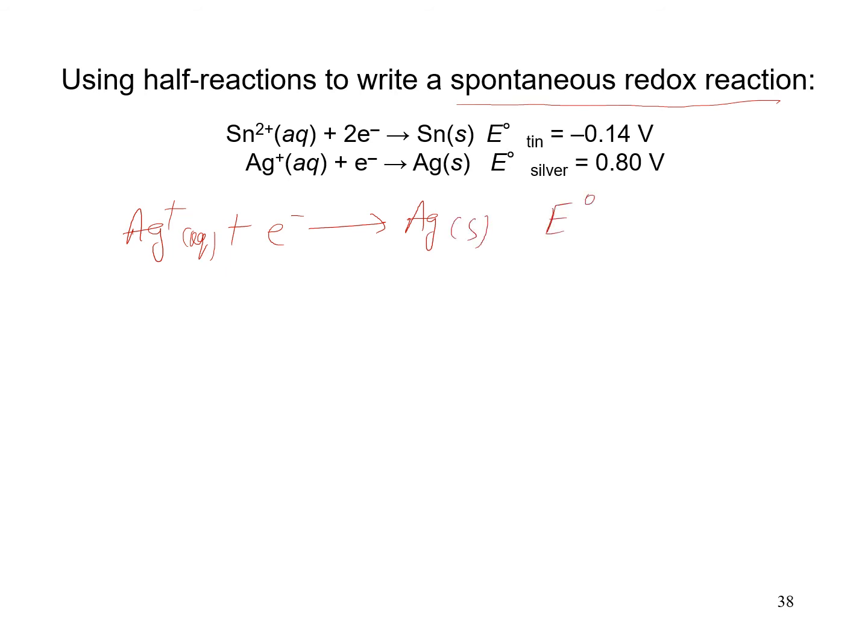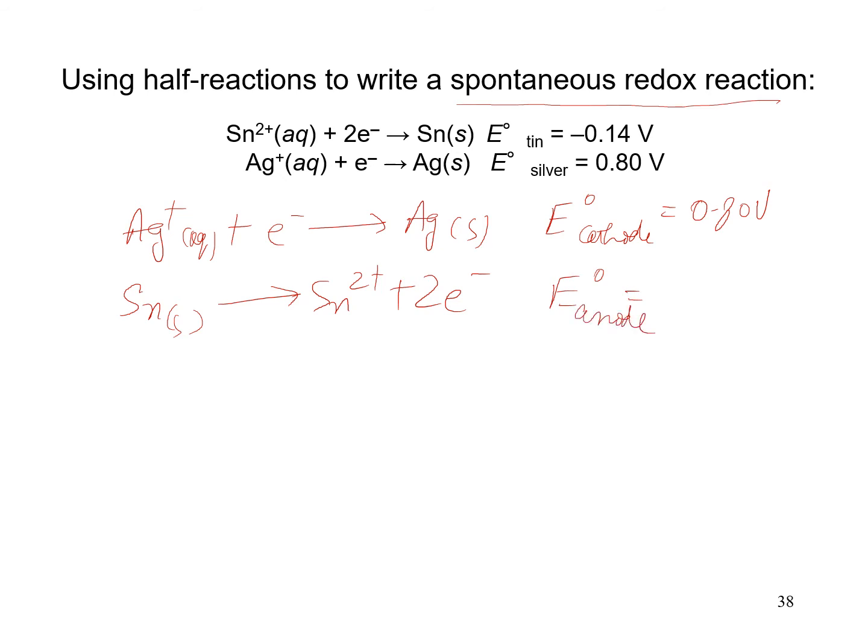So E naught, this is cathode, would be 0.80 volt. The other reaction, on the other hand, will be flipped. So we would flip that and it would become Sn solid will change to Sn2 plus plus 2 electrons. And E naught in this case is also going to be flipped. This would be anode. Remember, always anode is flipped. Okay.